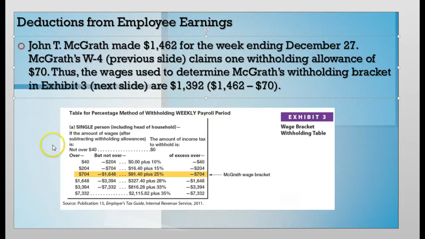And that will take you to this handy-dandy little table, which can be really confusing. So first of all, you find out where he falls, 704 to 1,648. So he's right in the middle there. So what this tells you is his tax is going to be $91.40 plus 25% over $704. So you will take his amount, subtract the $704, and multiply that times 25% and add it to the $91.40. It's convoluted, but that's how we do it.